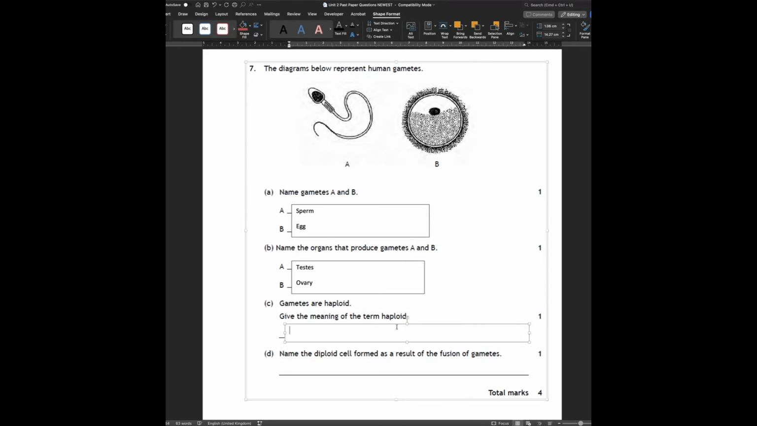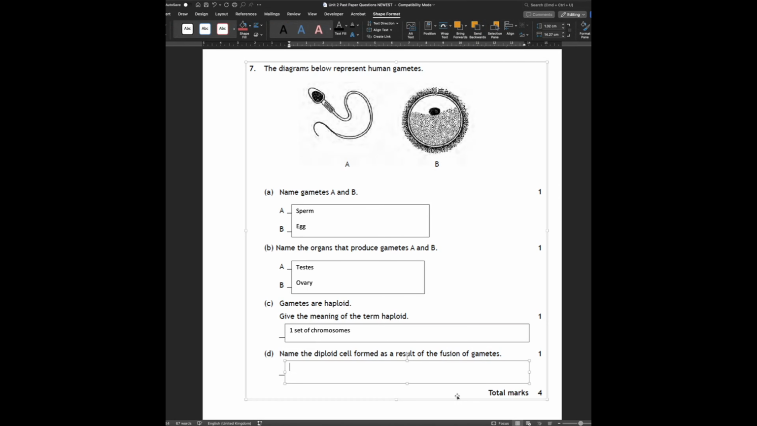Part C: gametes are haploid. Give the meaning of the term haploid. So haploid means to have one set of chromosomes. Again, I'd suggest you go away and memorize that so that you remember it in the exam. It's really common for students to forget, or they say something like haploid has half the number of chromosomes, which is true, but what they're looking for here is for you to say one set of chromosomes. Similarly, people sometimes say one chromosome rather than one set of chromosomes. So you need to remember the full definition to get the mark there.